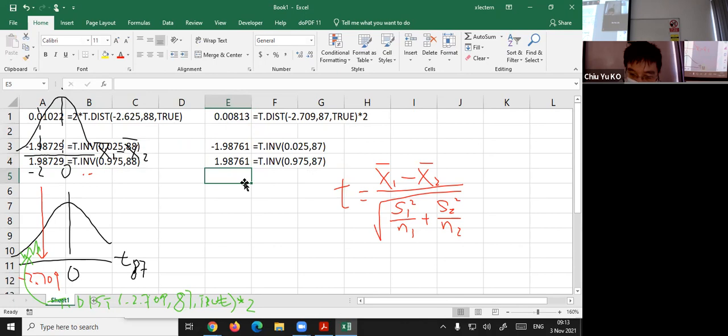Okay. So what we get is negative 2.7. Negative 2 is here. So with this, the data we have is within the rejection region. So we reject.